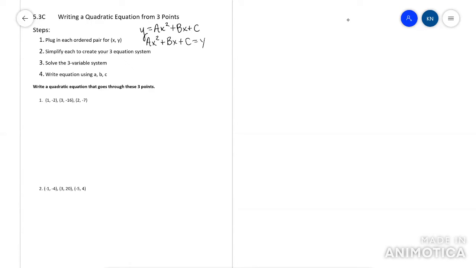All right, this video is going to go over 5.3c. That's writing quadratics when you're given 3 points, like 3 coordinates like this right here. This is not a crowd favorite, and the reason is it's difficult.